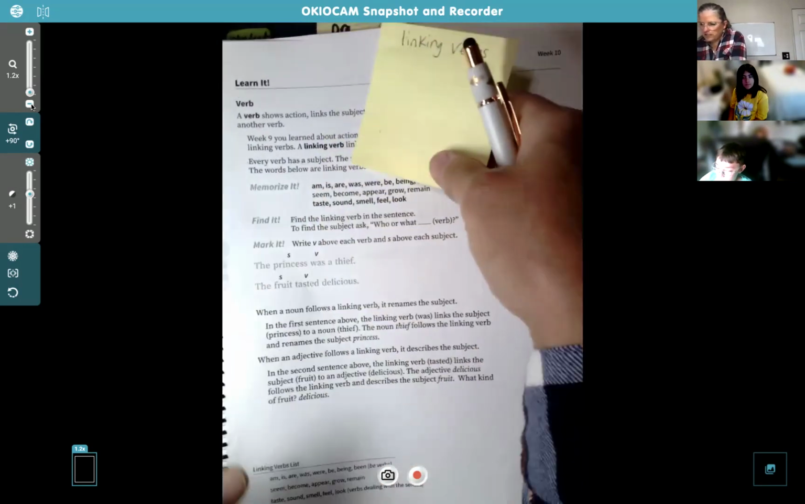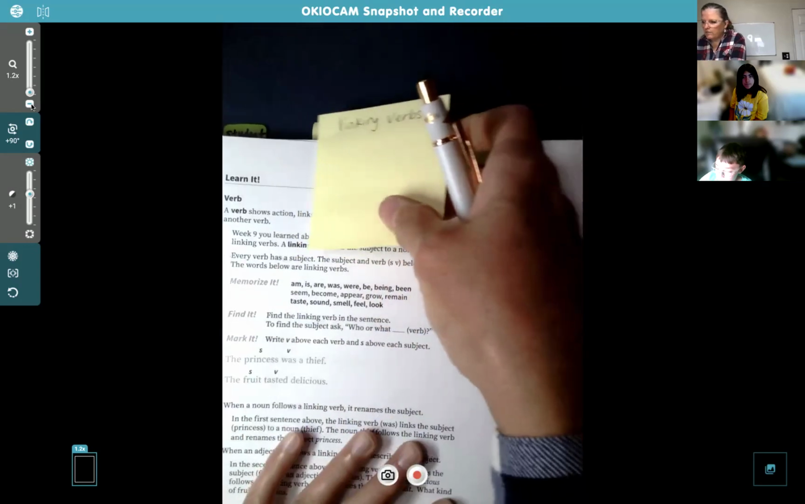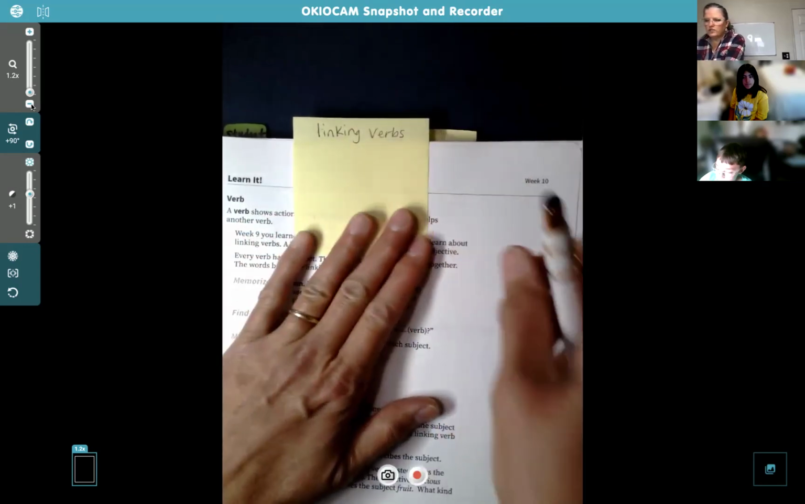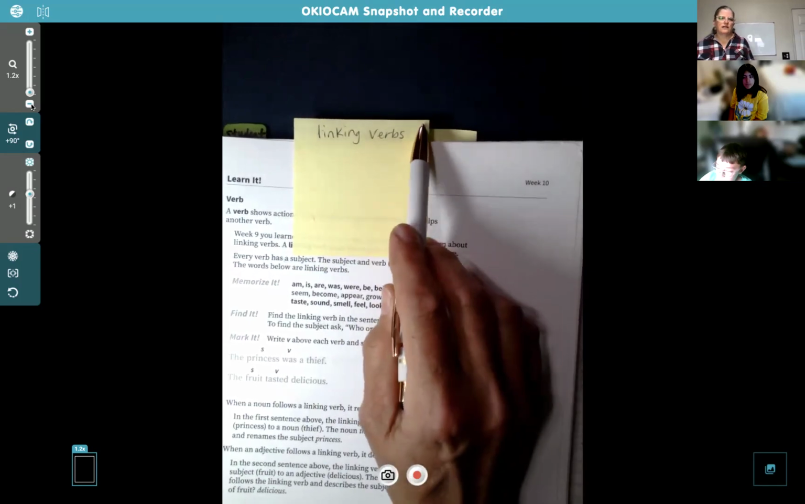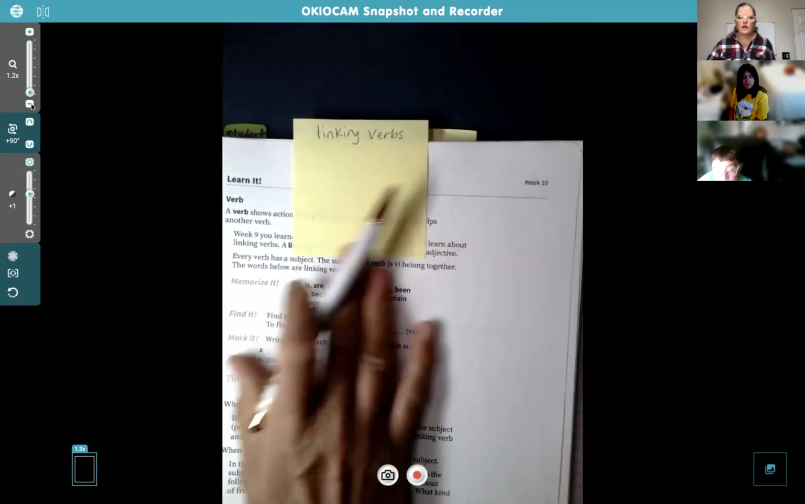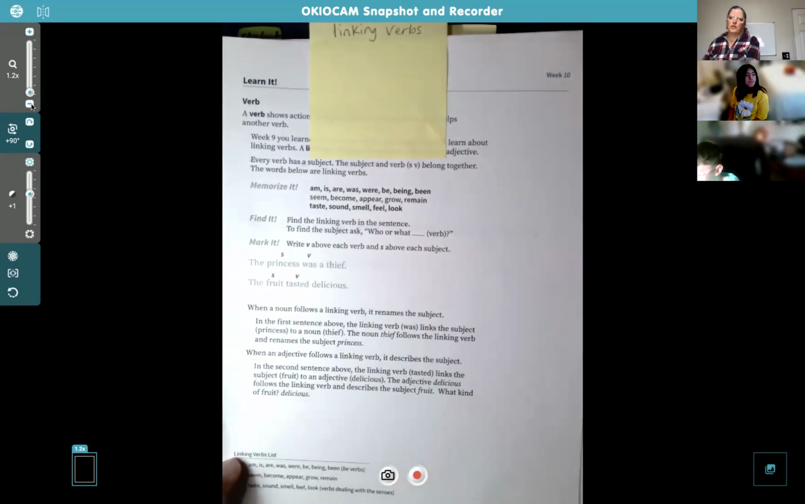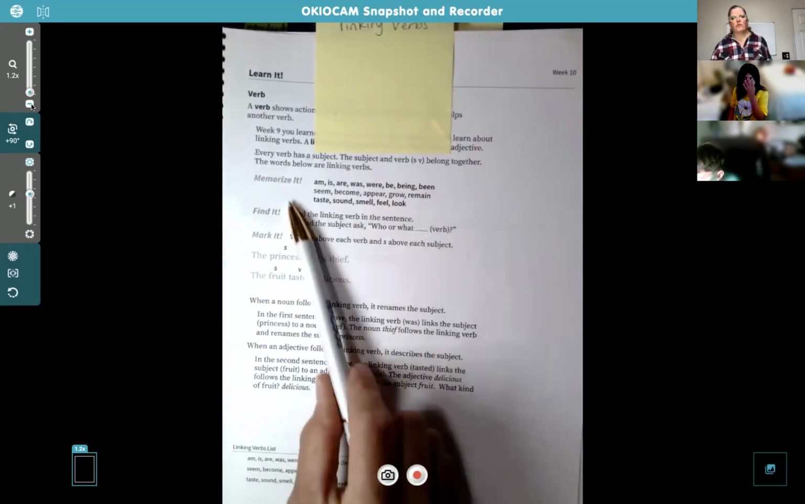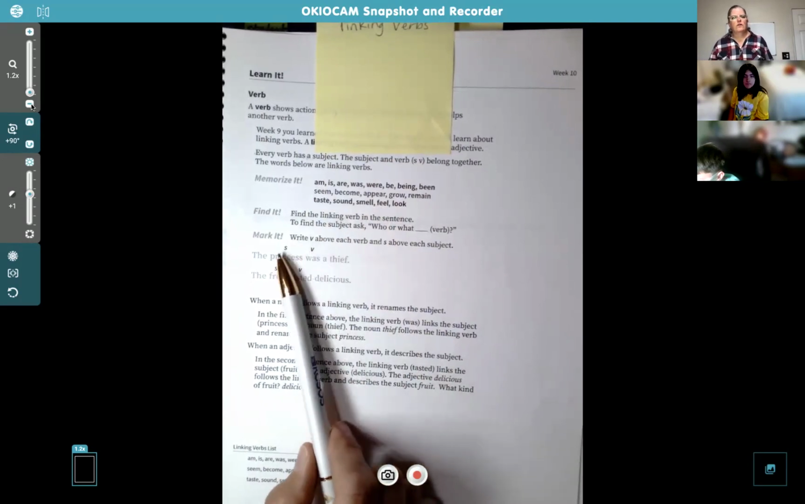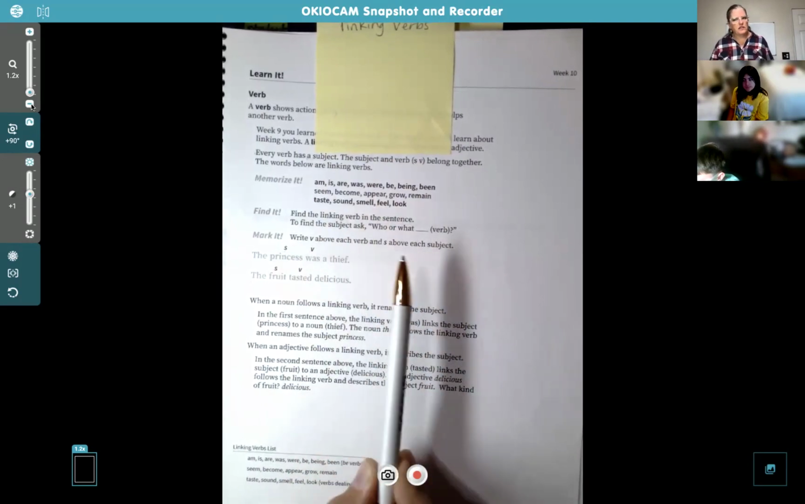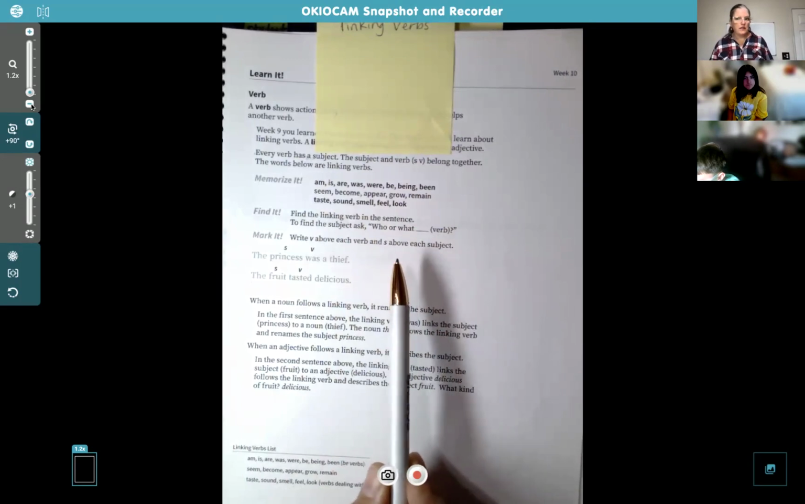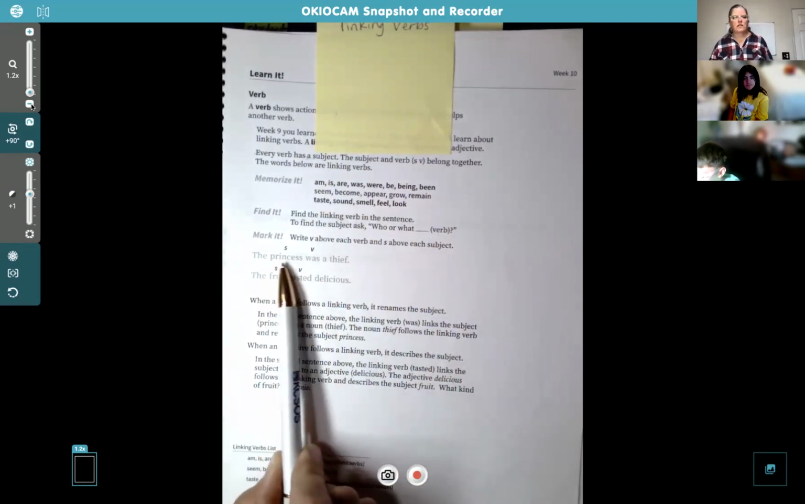Now you can move this post-it to the top here like this and make sure it's sticking above the page so when you turn to it, you can see it. That's so that when you're doing your homework this week or later, you know how to find that list if you need to go back and look at it, okay? So what you're still going to do is label the subject and verb, but the verb might be a linking verb this time. So look at this example here.